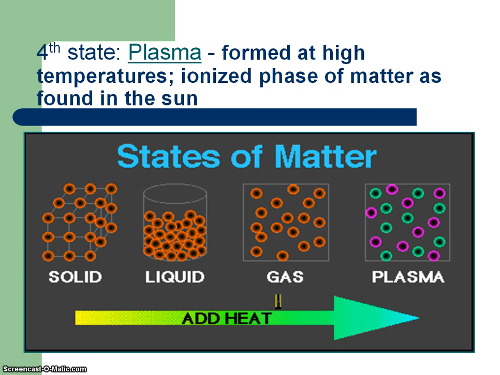Now there is a fourth state of matter that's commonly not found on Earth in nature. It's formed at very high temperatures. It's an ionized phase of matter as found in the sun. It's very complicated. You don't find it very often. Now, as you see in this diagram, solid is changed to liquid as you add heat, which is changed to the gas, which is changed into plasma.